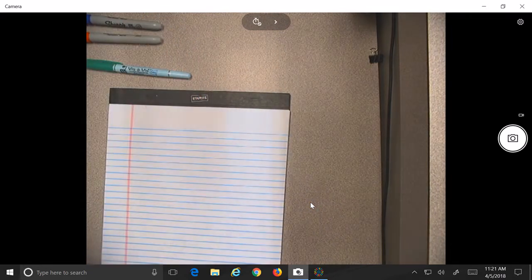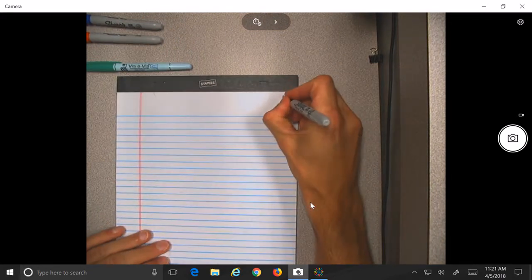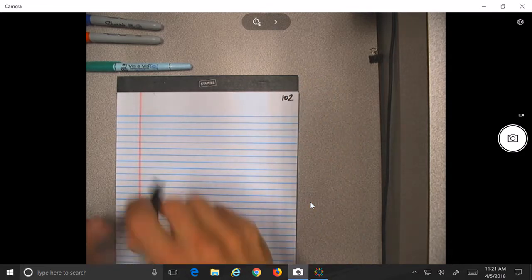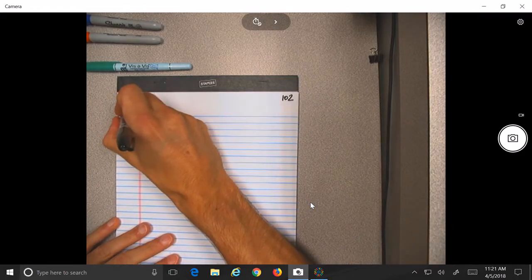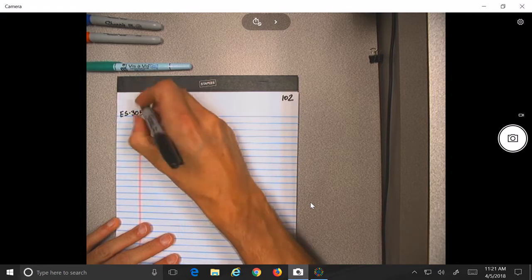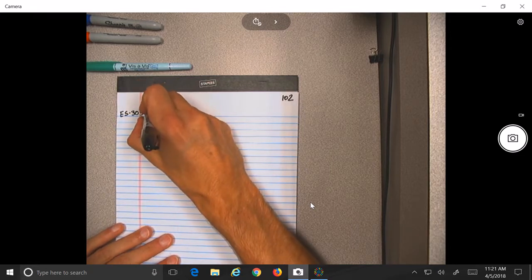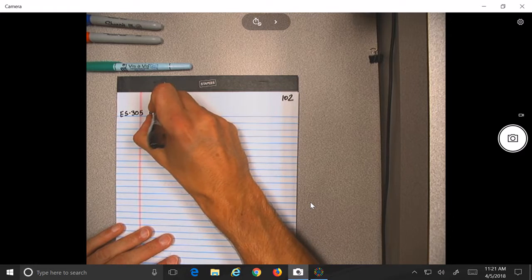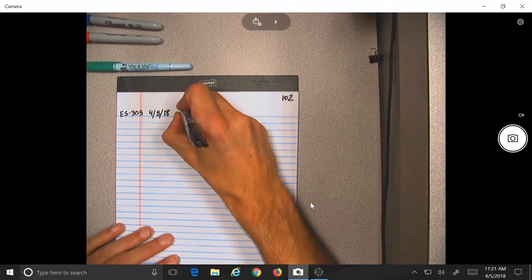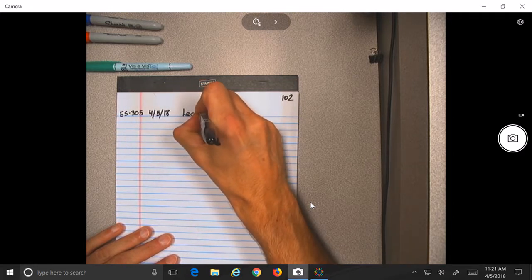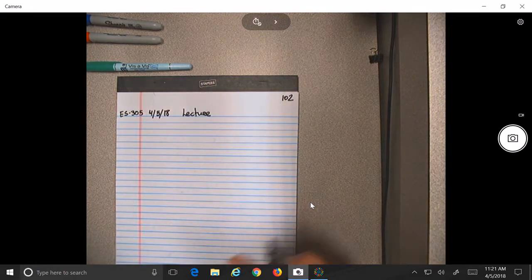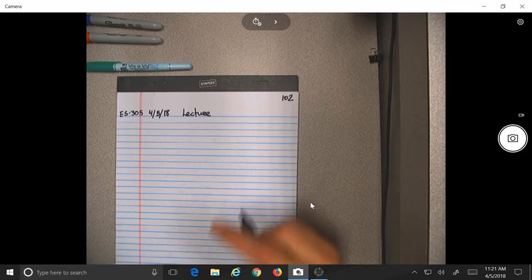All right, so that was page 101. So this will be page 102. This is ES305. Today is 4/5, 18, and this would be lecture 17, 18. You're probably right, just double check. 18, it looks like, yeah. The last time was 17.